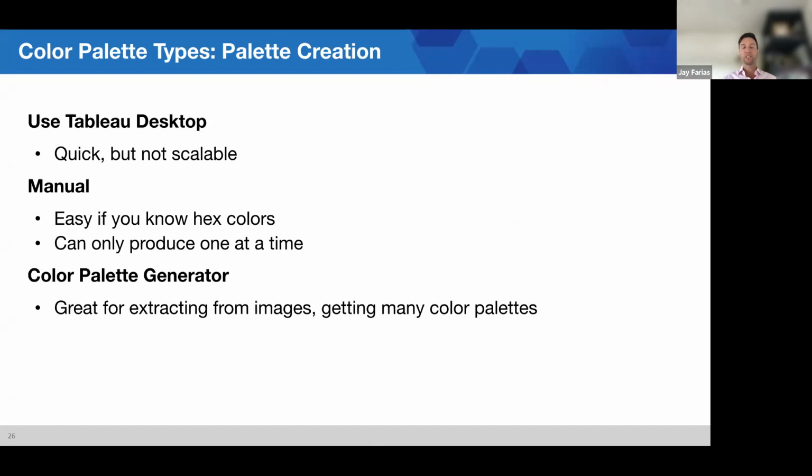But the color palette generator is great for extracting from images and getting a lot of color palettes at once. So it's really easy. I have a logo that I need to make color palettes for, plop it in there, export it. You've got 6 or 7 different color palettes that you can use in your visualization. We are going to keep expanding functionality. I think we're going to try to get an eyedropper tool in there. We're going to keep going with it, so look for updates.